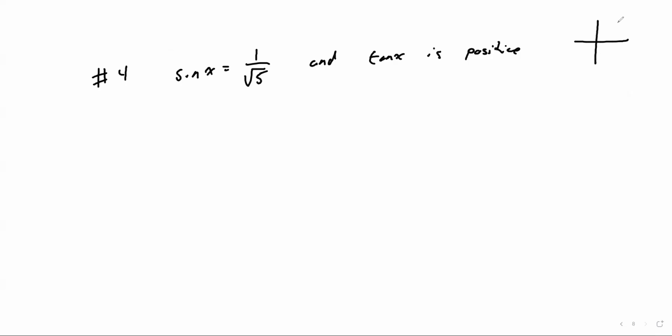Let's do one more of this type. So let's look at number 4. This time I tell you that sine x is equal to 1 over the square root of 5, and tangent of x is positive. Well, for tangent to be positive, either both sine and cosine are positive or both sine and cosine are negative. Since sine is positive, that tells me cosine will be positive as well, and that only happens in the first quadrant. So when I build my triangle, I know all my numbers are going to be positive. So again, sine is opposite over hypotenuse, so my opposite will be 1, my hypotenuse will be the square root of 5.